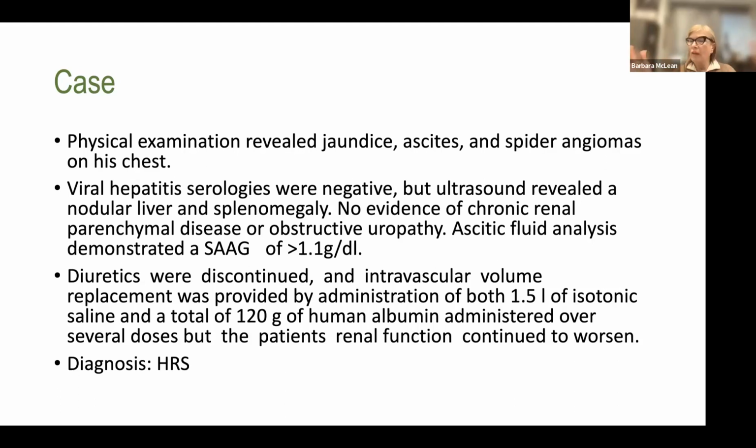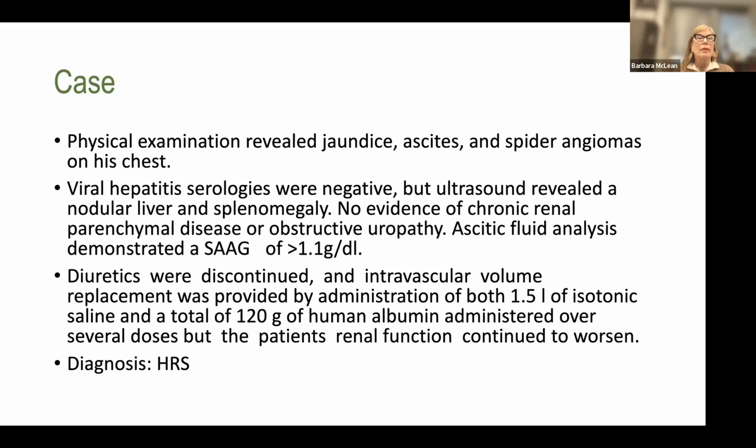That's fine. Probably not to give LR, probably fine to give Plasma-Lyte, fine to give isotonic saline. He does have liver disease, so you always worry a little bit about his ability to convert lactate into bicarb, and that requires liver function. So the only time I ever say caution with LR is if the patient has liver disease. And they gave 120 grams of albumin over several doses.